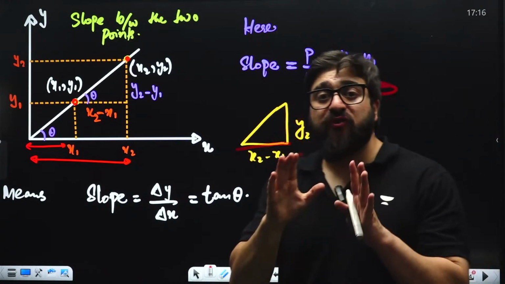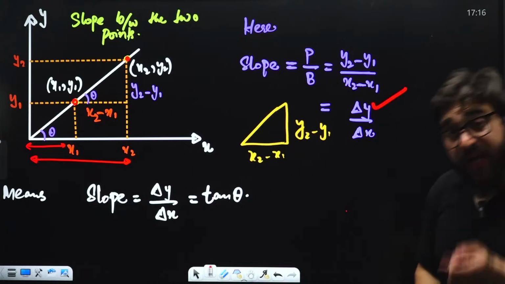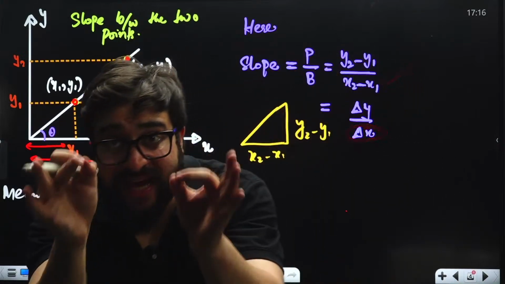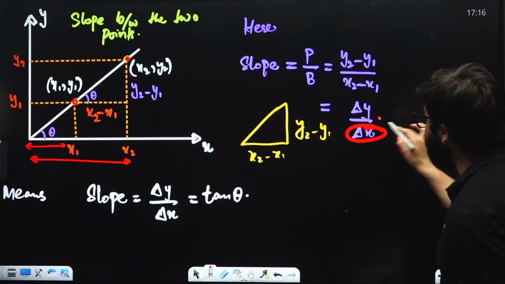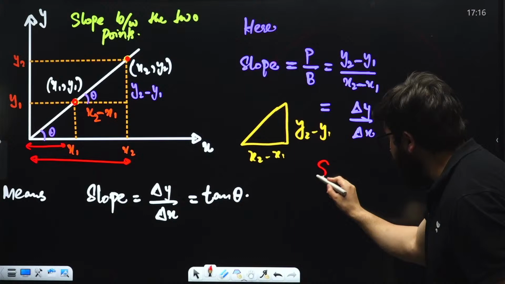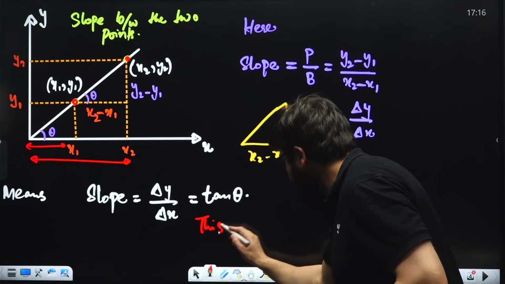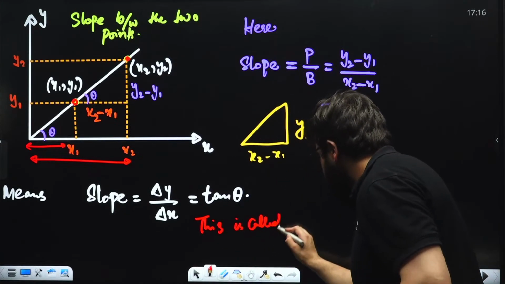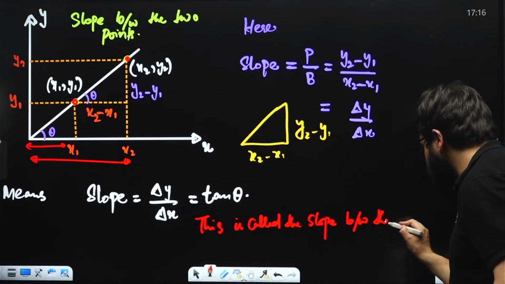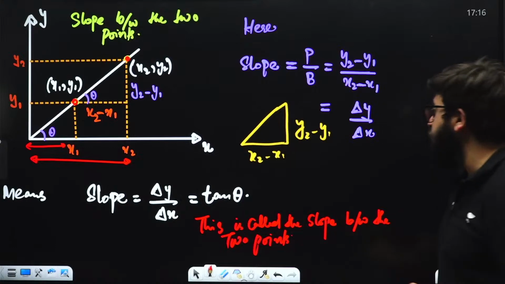Or if we write y2 minus y1, we can also say it is delta y. If we write x2 minus x1, we can also say it is delta x. So delta y divided by delta x, you can say it is the slope between the 2 points. When it comes to the slope, you say it is delta y by delta x. So this is called the slope between the 2 points.